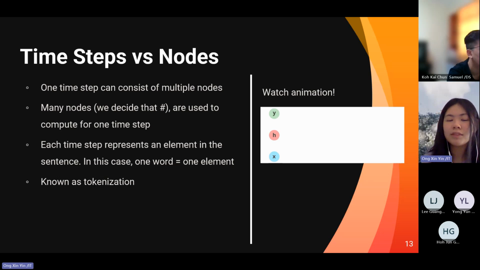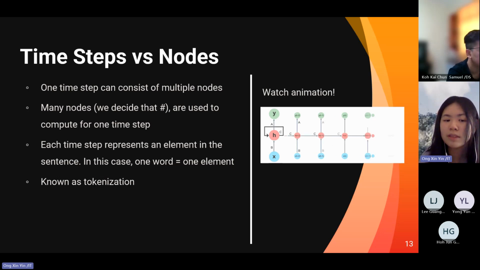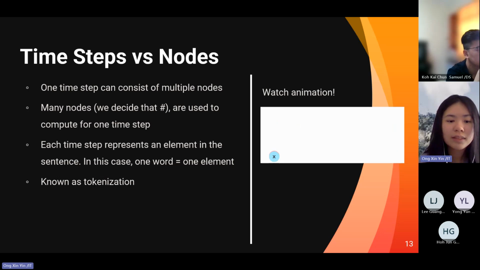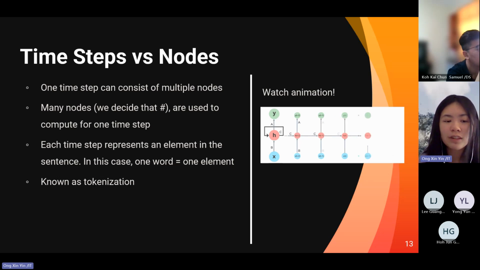One time step represents the processing of one element or one word in a sequence. However, within each time step, we also have multiple nodes that work together to compute the information for that specific step. The number of nodes is a design choice, and it depends on the complexity of the task at hand. More nodes with more features will allow for more detailed representations of the input data and will be better at capturing complex patterns.